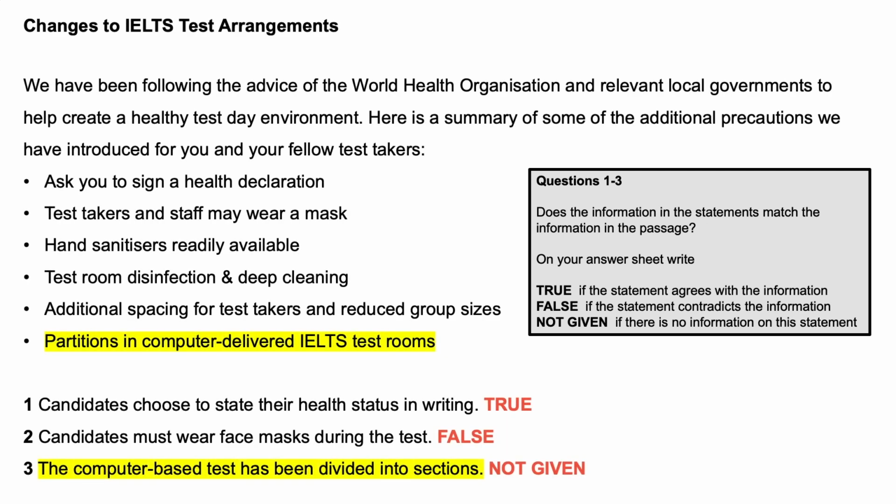Let's check out number 3 here. Number 3, the computer-based test has been divided into sections. Well, this is kind of ambiguous here, okay? The part of the text that's important says partitions in computer-delivered IELTS test rooms. Now, number 3 is ambiguous. It doesn't say anything about rooms there. It says the computer-based test has been divided into sections. The emphasis being on the test, that the test is divided into sections. Now, there's just actually no information on that. It's not contradictory to that part of the text that says that the IELTS test rooms have been partitioned or divided into sections. And because there's just no information on it, we can't say, so we have to just say not given.